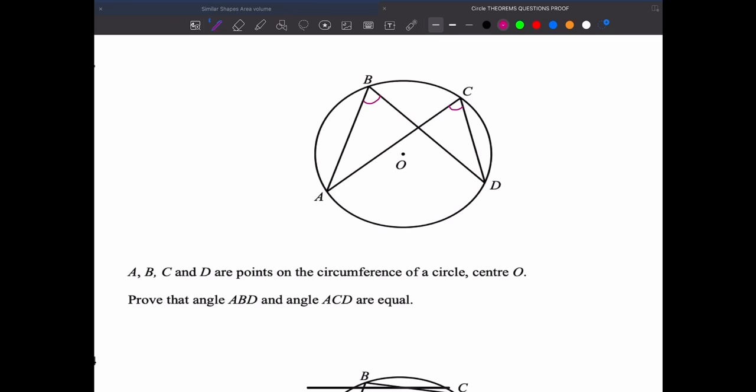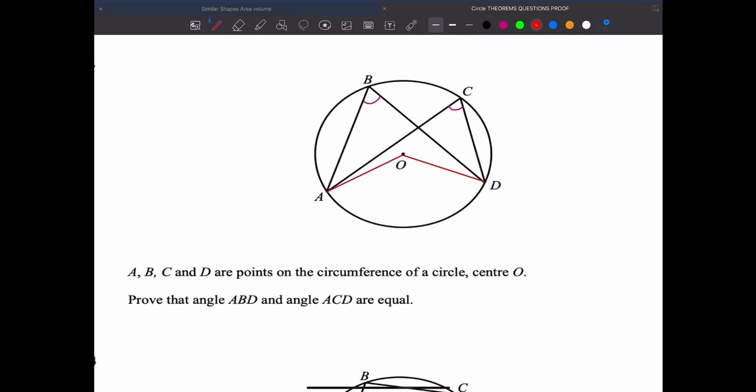Okay, ABD is the same thing as ACD. Let's see. Now, you make a triangle out. So you go here to here, here to here. You're allowed to use a circle theorem on this one.